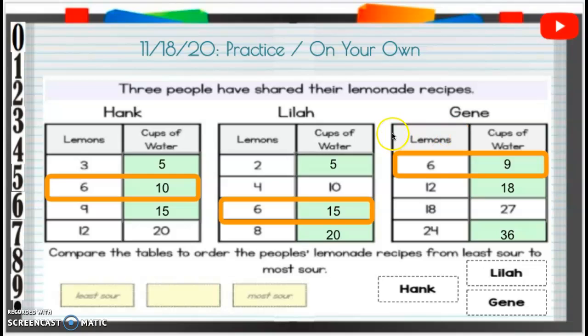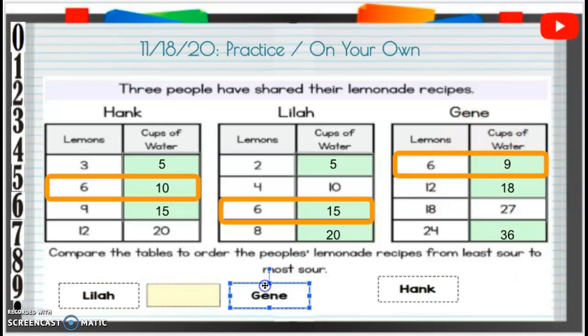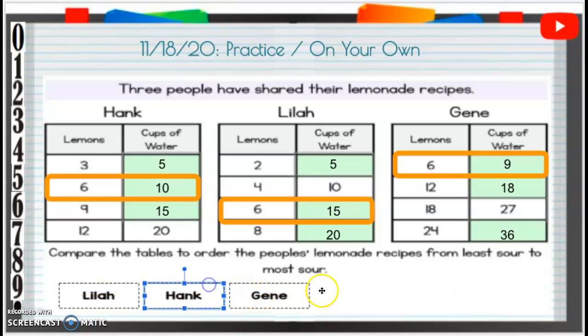So the least sour is going to be when it's more watered down. Lila is going to be the most watered down, so it's going to be less sour. Then the most sour is going to be the least watered down, cups of water, 9. So that's going to be Jean here. And then in the middle, it's going to be 10 because 10 is in between 9 and 15. So that's going to be the middle, not as watered down.